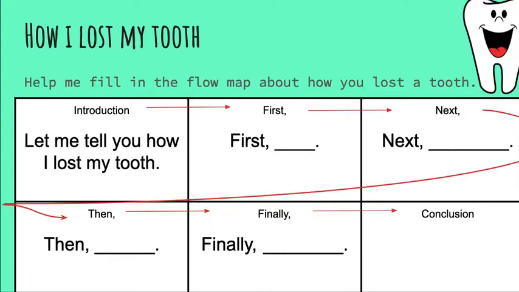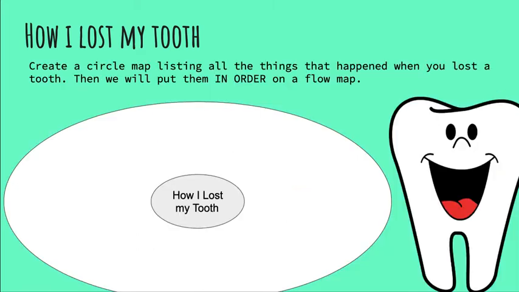Okay, friends, so now that you have your circle map done, and I hope it looks wonderful, just like the ones I saw yesterday with the pictures and all of those words, what you're going to do is make a flow map. So help me fill in this flow map about how you lost a tooth. We start always with the introduction, then we use our 4 signal or transition words: first, comma, next, comma, then, comma, and finally, with a comma. Notice that they all have a comma. Fill them in using the circle map.